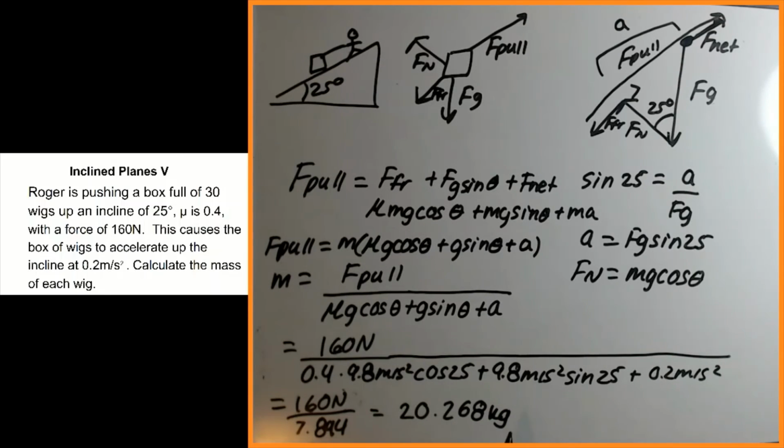kilograms. So note that this is the mass of all the wigs added up together, but the question is asking what is the mass of each individual wig. So since there's 30 wigs, you want to actually divide this by 30 and get the mass of each individual wig. So if I do that, I get 0.6755 kilograms, so I'll round that to 0.676 kilograms. So approximately 676 grams. That is your final answer.